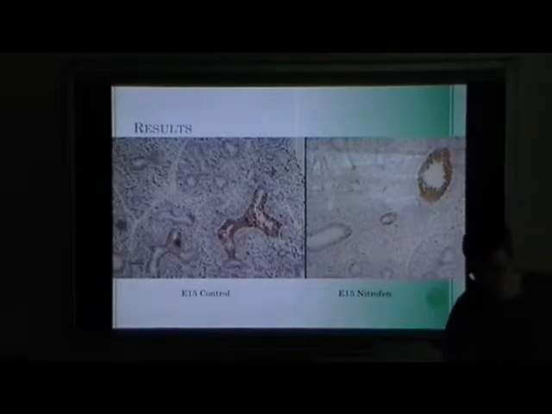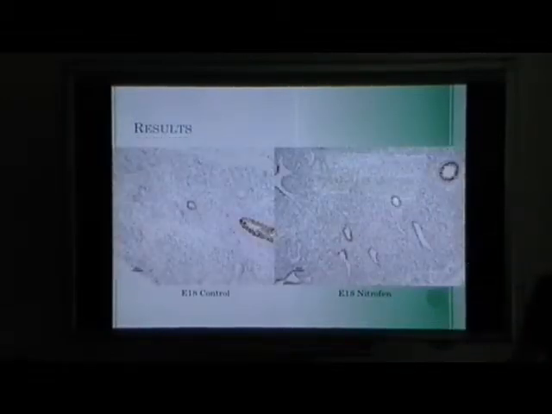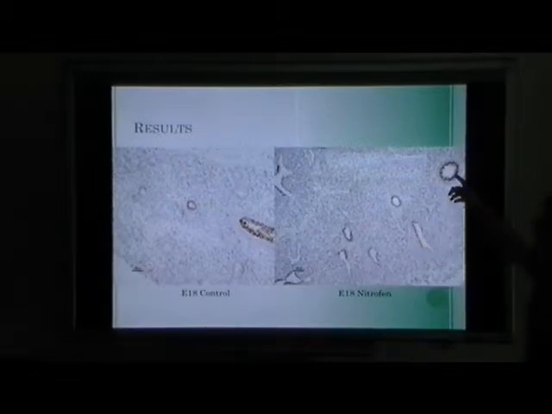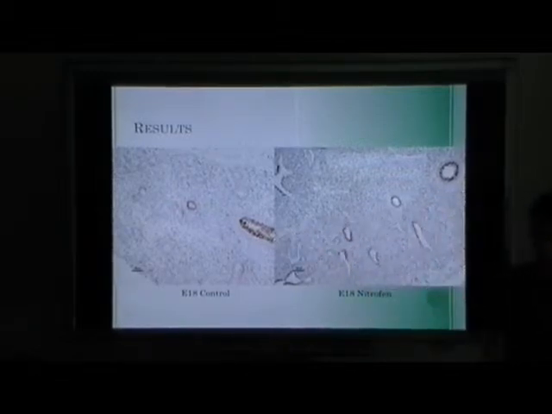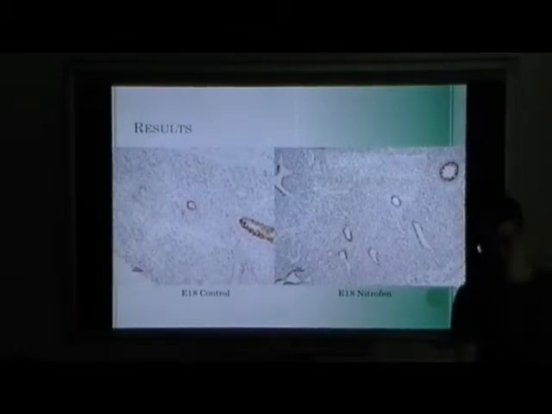So we checked with E18, a later time point, just to confirm our findings. And again, we're only seeing it in epithelial cells in large airways. There isn't a difference between control and nitrofen. So that's the conclusion that we drew, that the proximal distal patterning of SOX2 is not changed in the nitrofen model based on the immunohistochemistry we performed.